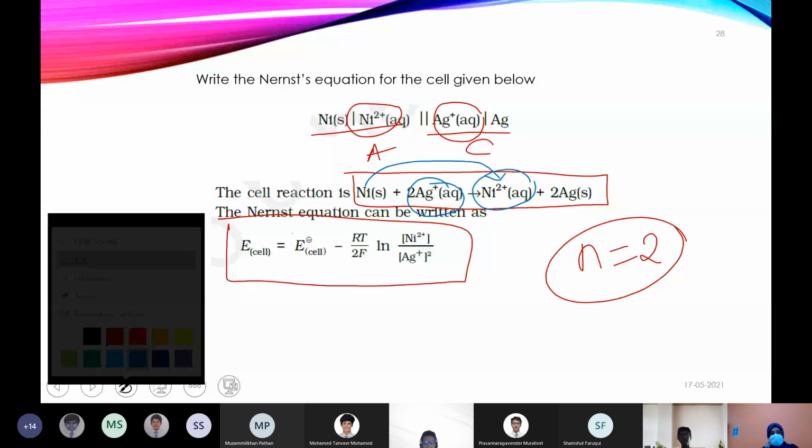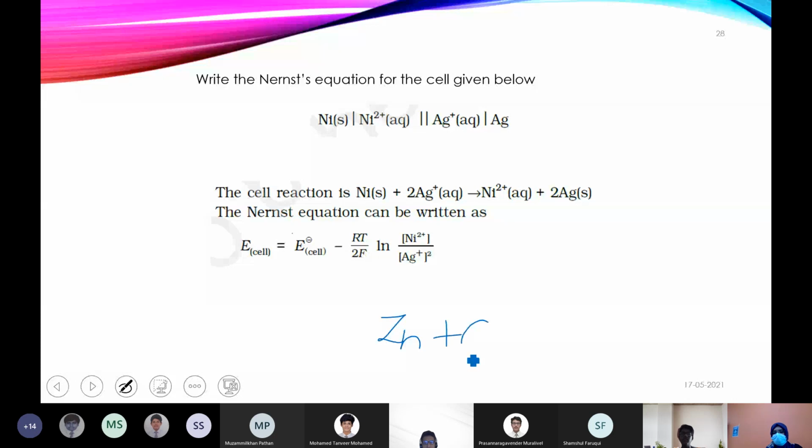For zinc and copper, we did not have such an issue because the stoichiometric coefficient was 1. It was Zn plus Cu2+ changing into Zn2+ plus Cu. So the stoichiometric coefficient was 1 and the powers were not there in the Nernst equation. But here, Ag+ has a stoichiometric coefficient of 2, so that is coming as a power in the Nernst equation.